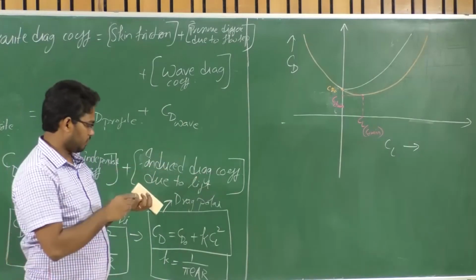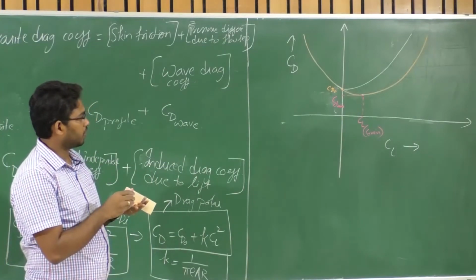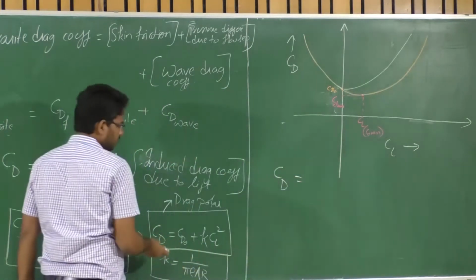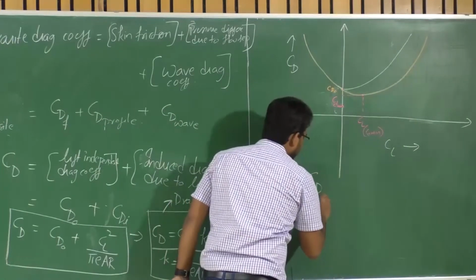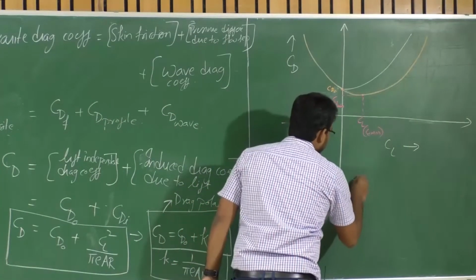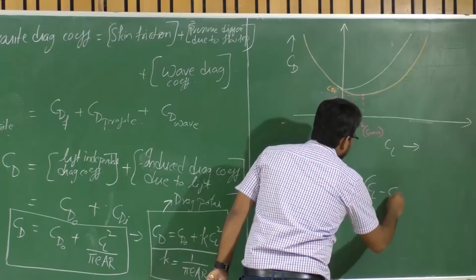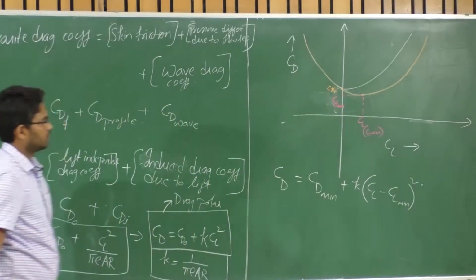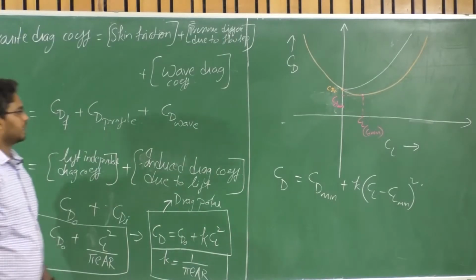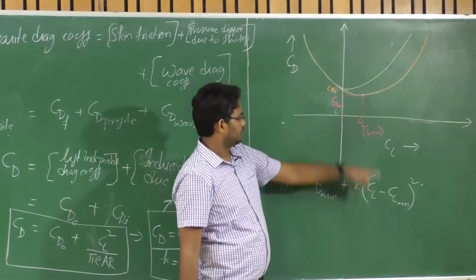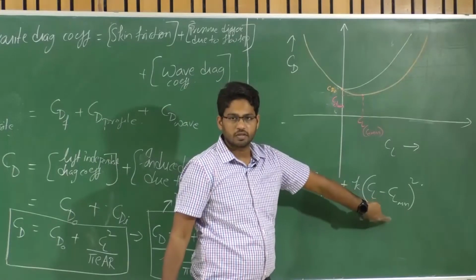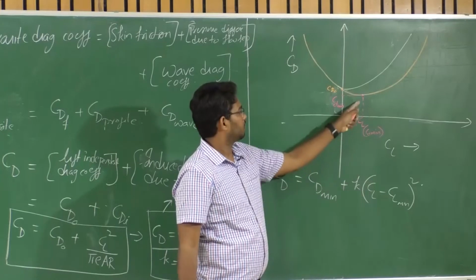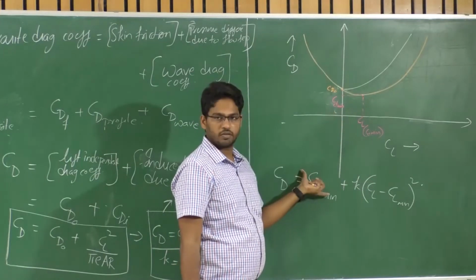Okay. So if we have that, how should I model it? I will change this equation to CD equals CD minimum plus K times CL minus CL minimum, squared. So when CL is CL minimum, the contribution from the induced drag in this particular equation is 0. It becomes CD minimum. What you have is CD minimum.